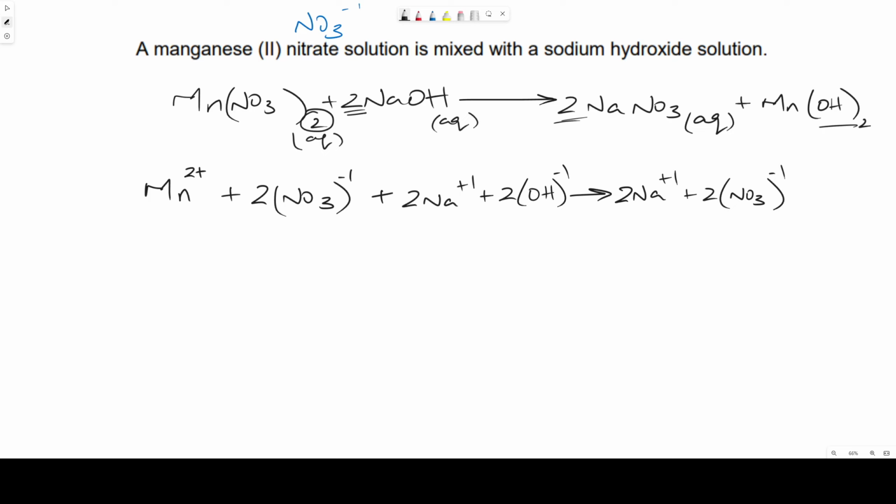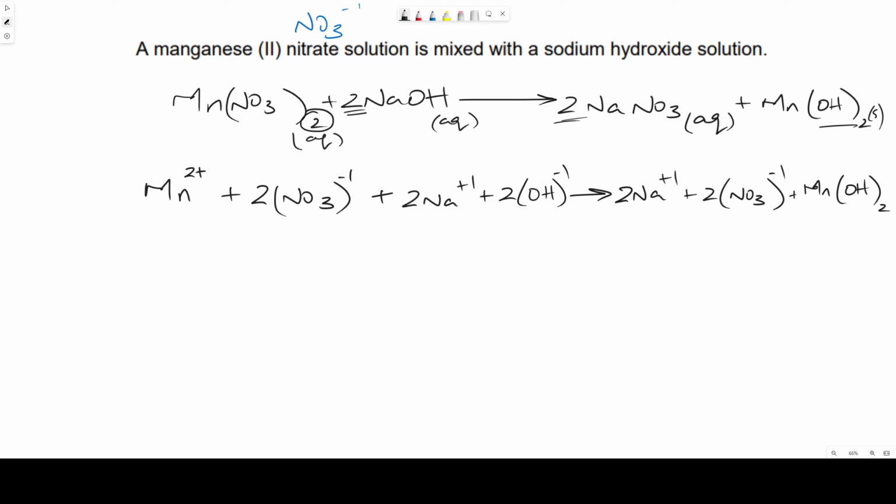Plus, and now this is something you have to know, that manganese hydroxide will precipitate out. In most questions, if you're in high school, they will tell you if it will precipitate out, or you will already have to know, depending on your level of education. So manganese hydroxide is a precipitate, so it's a solid, so that means it does not form any ions. Because it does not form any ions, we will write it down as it is. So this is going to be our ionic equation.